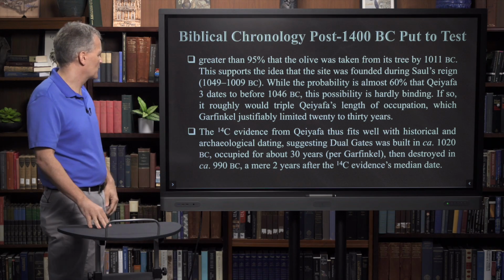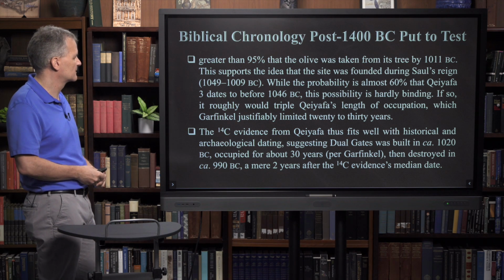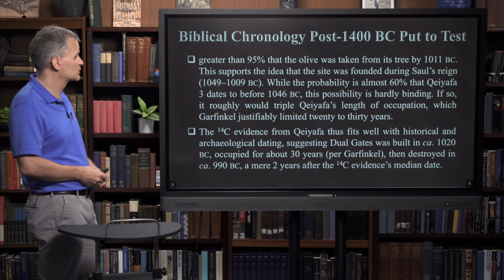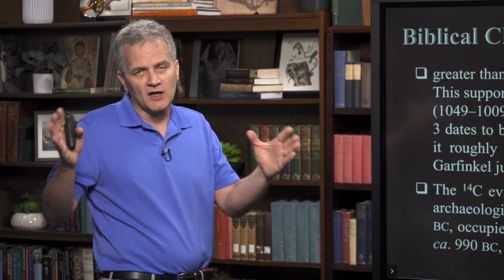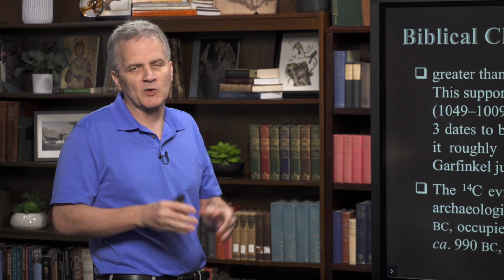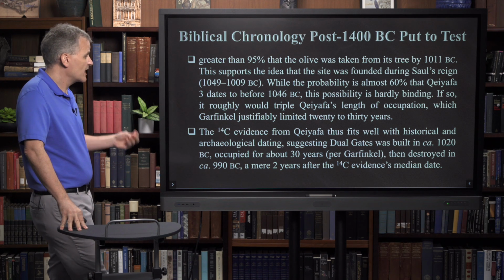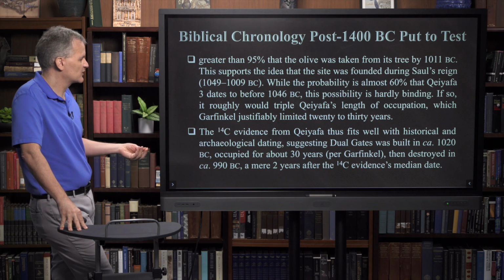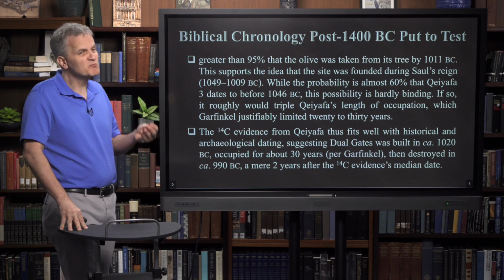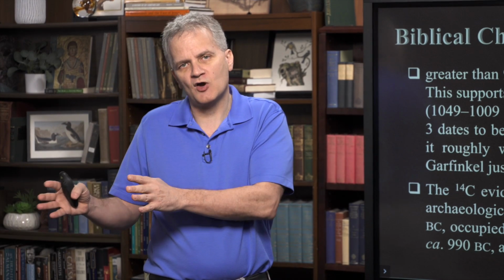The carbon 14 evidence from Qeiyafa thus fits well with historical and archaeological dating, suggesting that the site of Two Gates was built in approximately 1020 BC, occupied for about 30 years per Garfinkel. So if we go on the larger extent of that, we would say it'd be about 30 years for the time range. And then Qeiyafa was destroyed in about 990 BC, a mere 2 years after the radiocarbon evidence's median date.